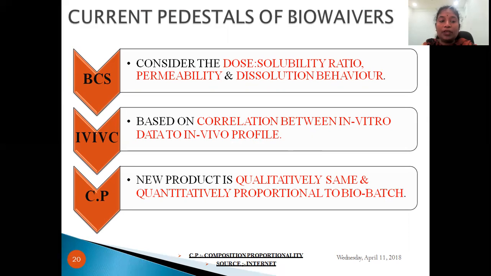CP is nothing but composition proportionality. The new product is qualitatively the same and quantitatively proportional to the bio batch. So these are the considerations.